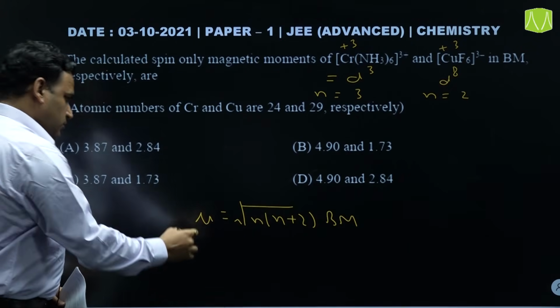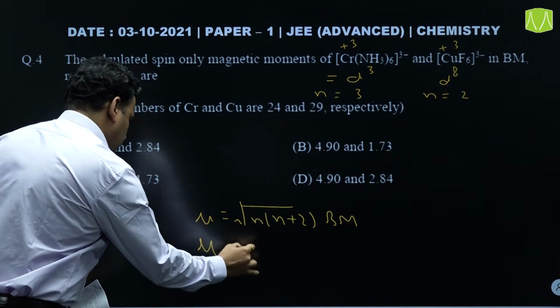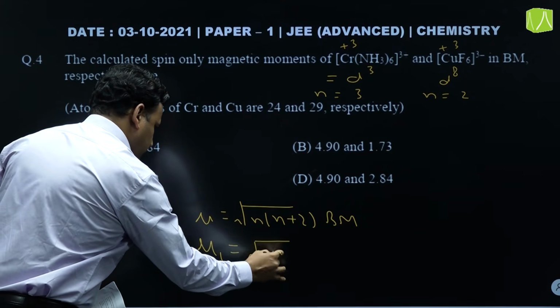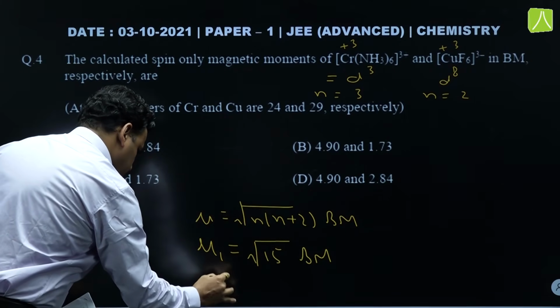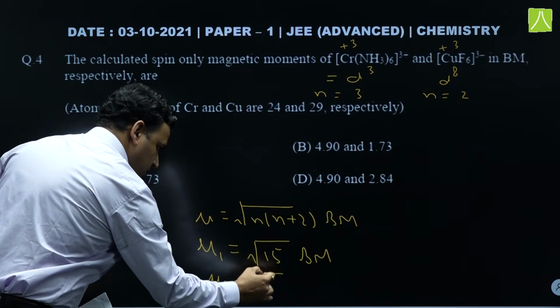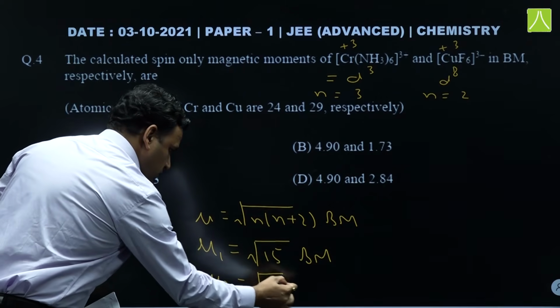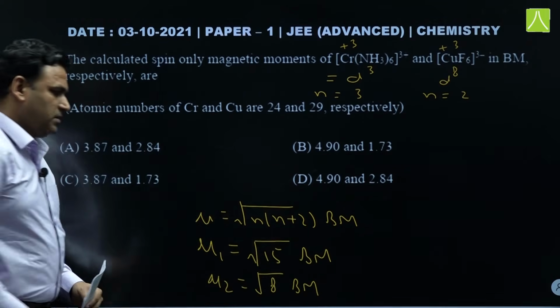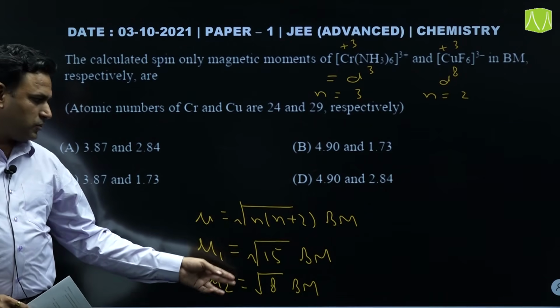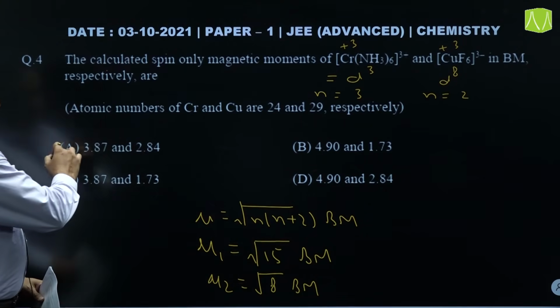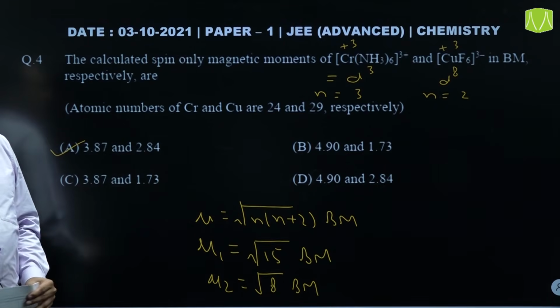So, for n equal to 3, this first spin only magnetic moment is going to be root 15 Bohr magneton, and this is going to be root of 2 into 4, that is root 8 Bohr magneton. So, that is why the spin only magnetic moments are close to 4 and 9. So, A is going to be the correct option.